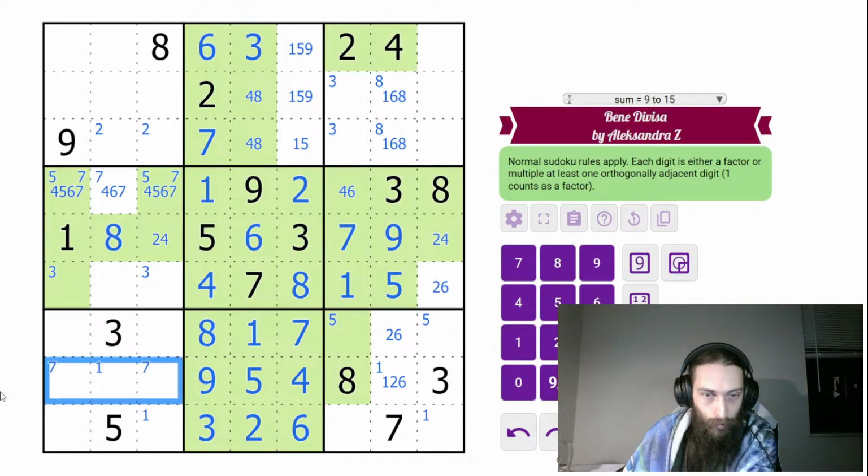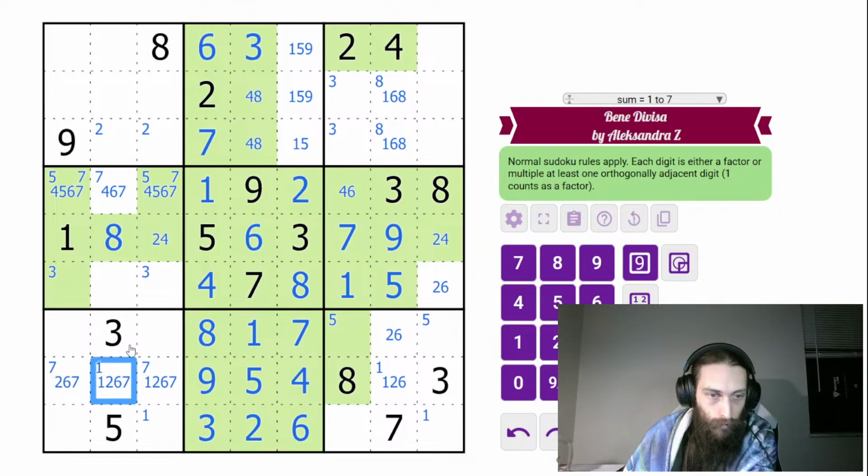Now fill in row 8. 1, 2, 3, 4, 5, 6, 7, 8, 9. Not a 1. This isn't a 7 because it wouldn't be able to be next to 1. Box 9, cell 3. How can that be a 5 now? It can't be because none of these are 1. So that has to be a 5.